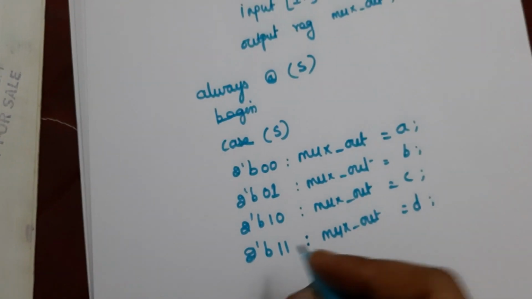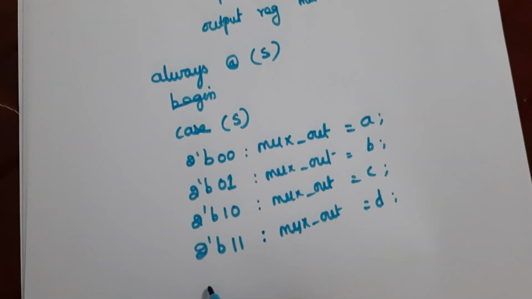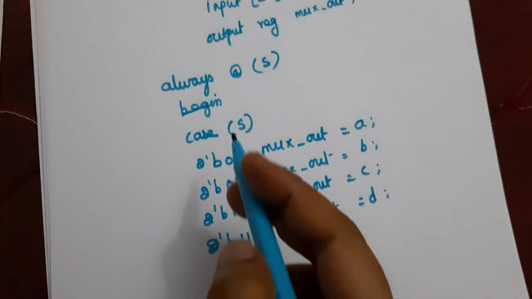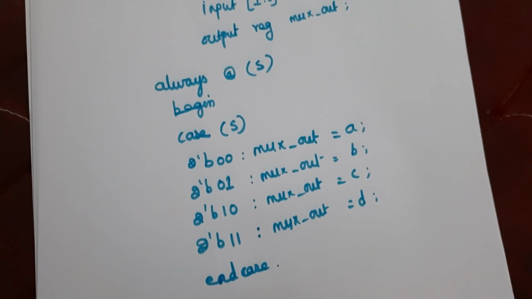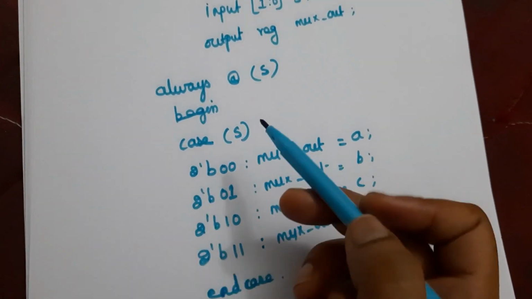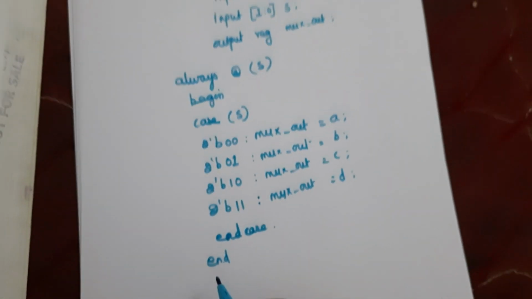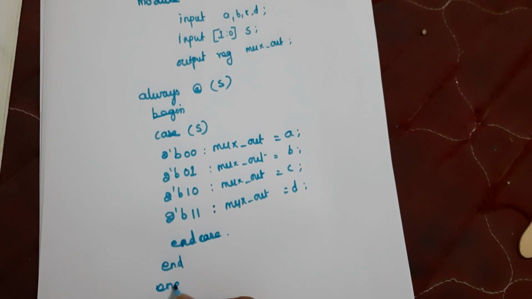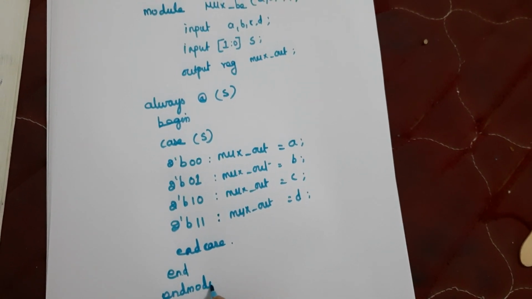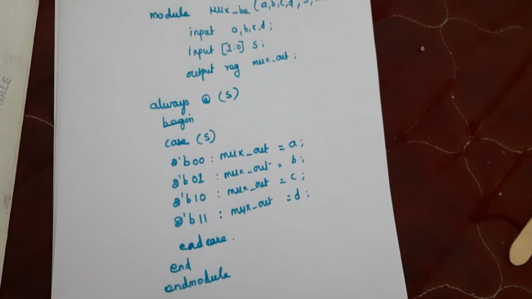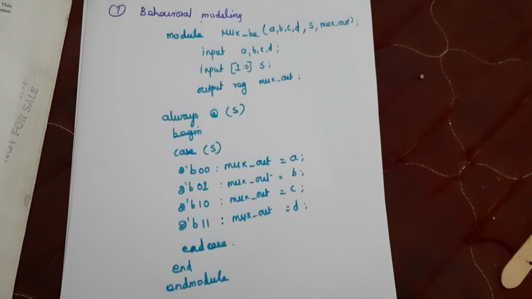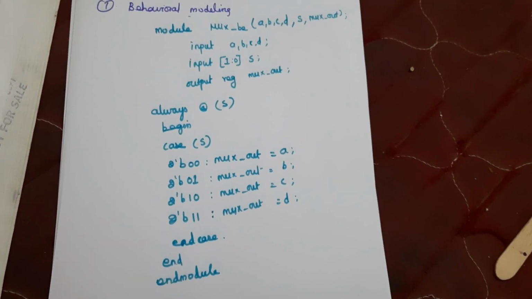So we now end the case first. End case. Again the end for the always block, so end; this end is for this begin. Next we conclude the module using end module. So this is the Verilog code for writing a 4 to 1 mux using behavioral modeling.